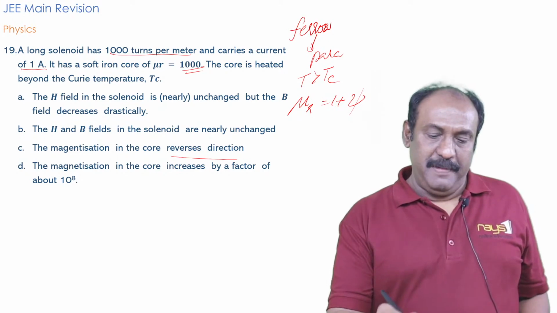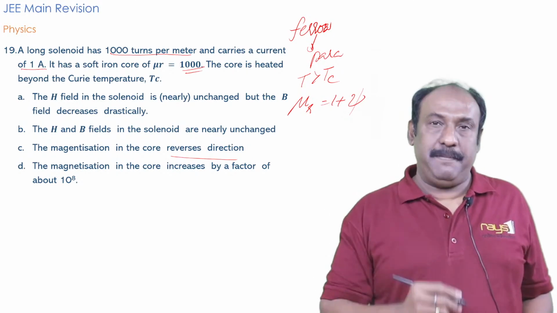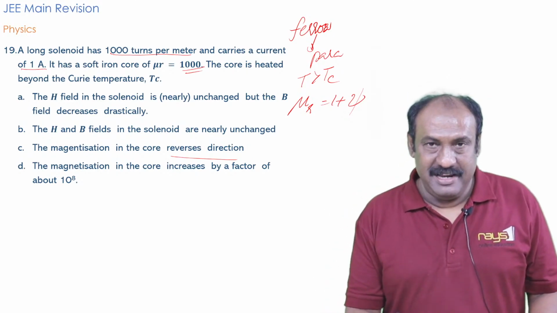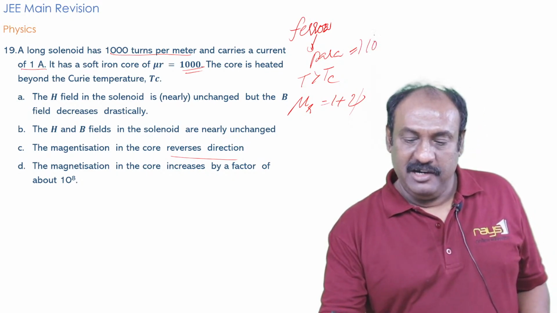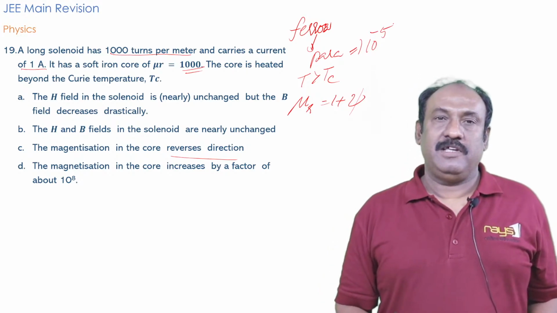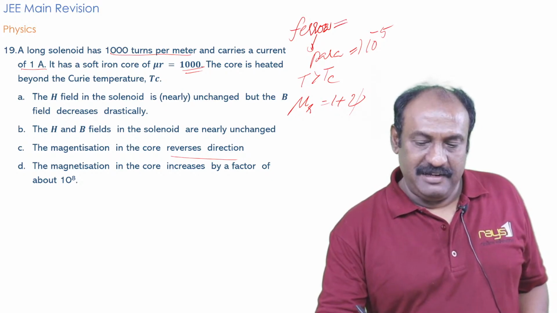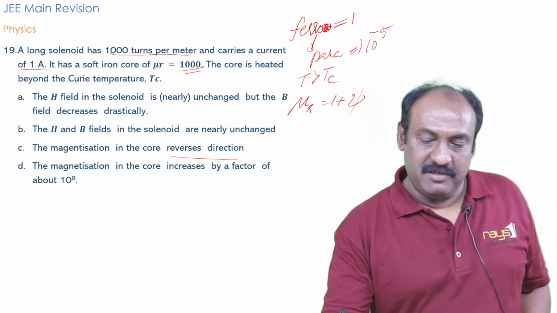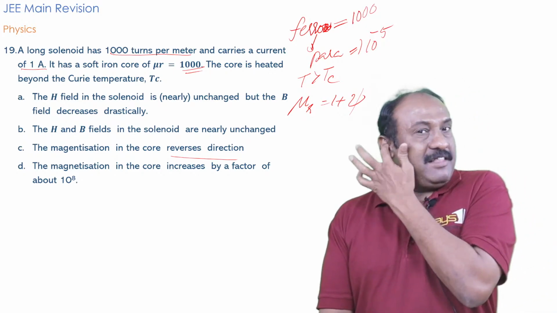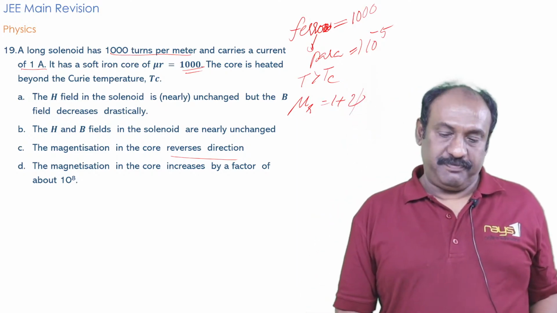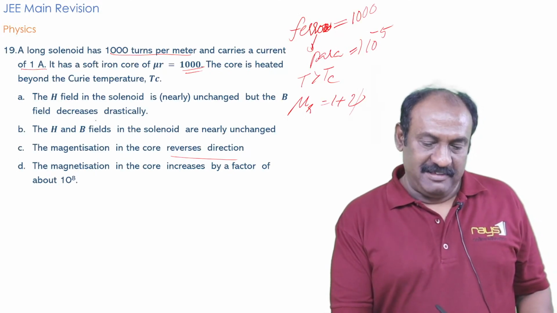So for ferromagnetic materials, when they are heated above Curie temperature, they turn into paramagnetic material. For those, the permeability is in the order of 10 to the power minus 5. So that we have to take from the NCERT book. For ferromagnetic material, it is given as 1000. For paramagnetic materials, this permeability is in the order of 10 to the power minus 5. Okay, from this, what do we want? See the options, H value and B value.